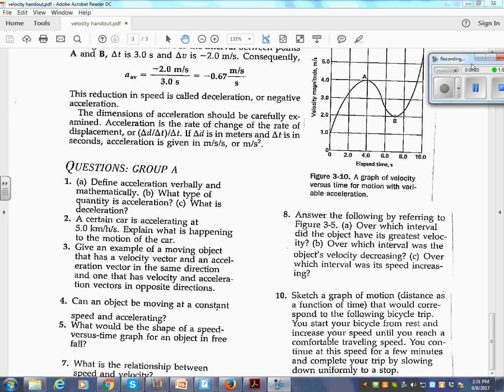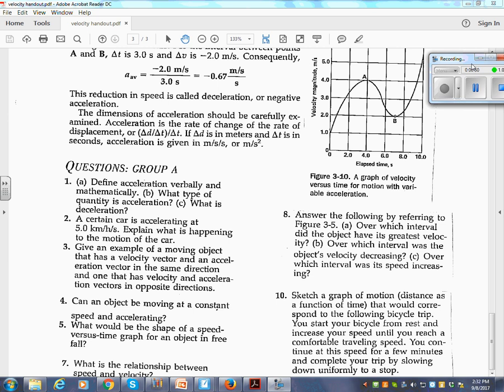Acceleration is changing speed over time, or actually, the rate at which velocity changes. Mathematically, it would be A equals delta V over delta T. What type of quantity is acceleration? It is a vector. What is deceleration? Simply negative acceleration. Awesome.